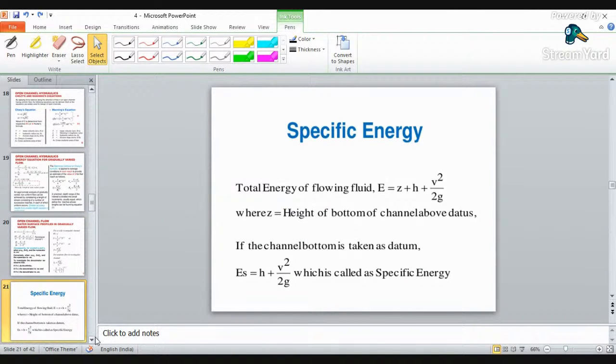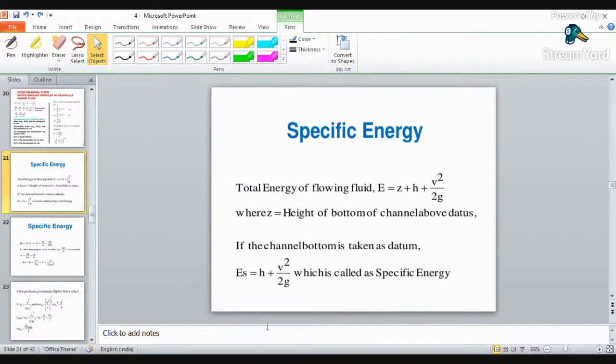Then we will move to our next topic, that is specific energy. Now, before going to derive a few equations or formulas by means of specific energy or the specific energy curve, we will go through the definition.